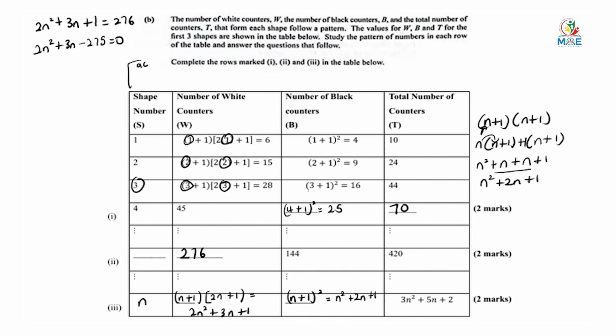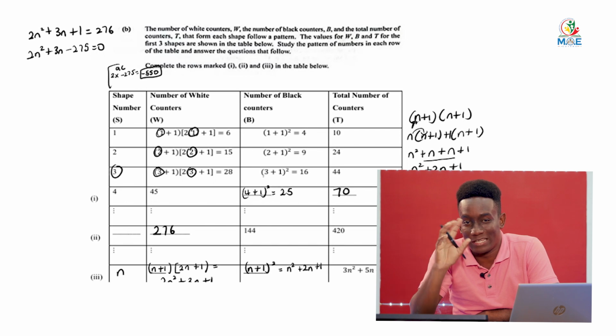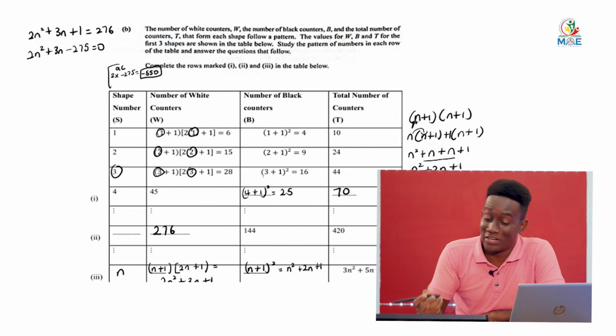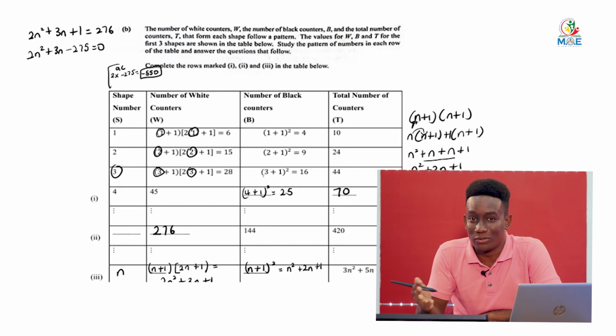So we know AC will be, A in this case would be 2, multiplied by C, which is negative 275. That would give me negative 550. So I want two numbers that, when I multiply them, I get negative 550, and when I add them, I get 3. So think of two numbers that have a difference of 3 between them. When I see 550, I should think of either a number like 50 or a number like 25.